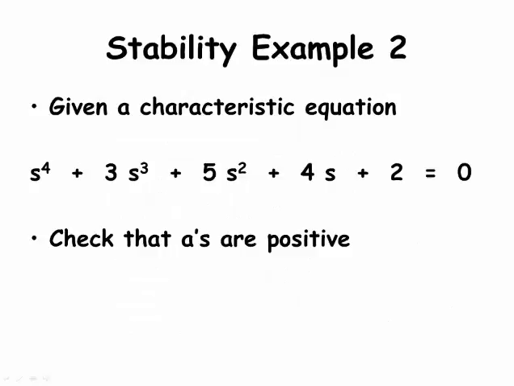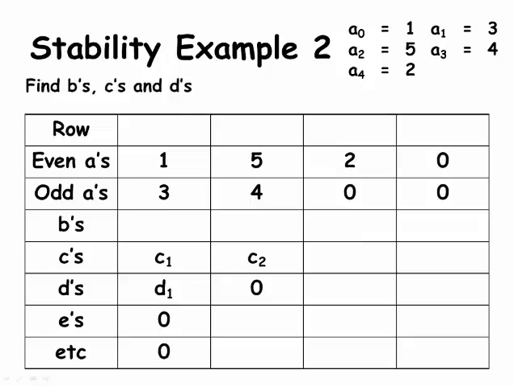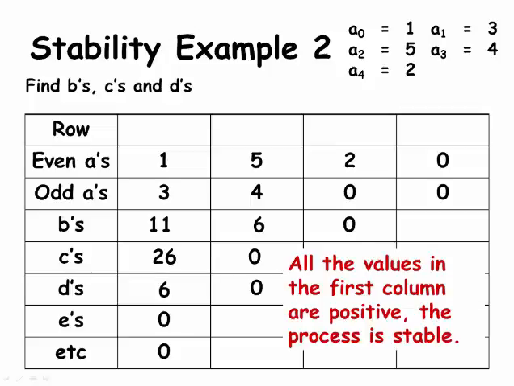Here is another example that is in the course packet. In this case, we are given the characteristic equation, so our first step is to check if all the coefficients are positive. They all are. Here is the Routh array with the A values inserted into the table. The coefficients are listed in the upper right corner. First, we need to find the B values. We have a fraction, so we multiply by 3 to get rid of the fraction. Then we need to find the C values. Again, we have a fraction, so we multiply by 11. Then we need to find the D values. All the values in the first column are positive, so the process is stable.